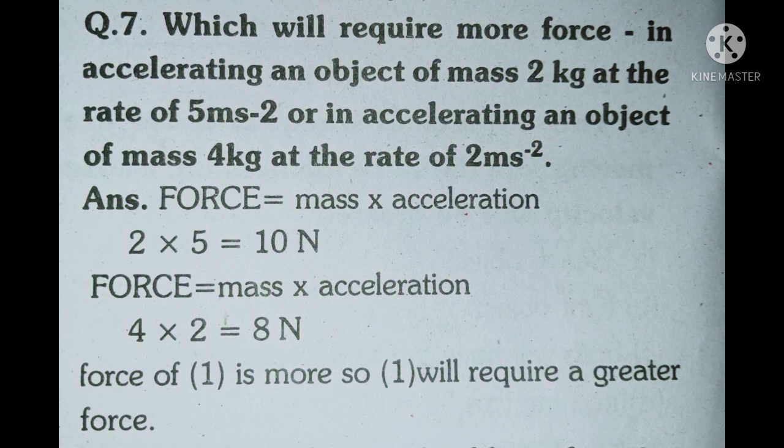And next question 7. What will require more force and acceleration? An object of mass 2 kg at the rate of 5 m/s squared, or an object of mass 4 kg at the rate of 2 meter per second square. Force is equal to mass into acceleration. 2 into 5 is equal to 10 Newton. Force is equal to mass into acceleration. 4 into 2 is equal to 8 Newton. Force of the first is more, so the first will require a greater force. Answer 7 complete. And next question 8.